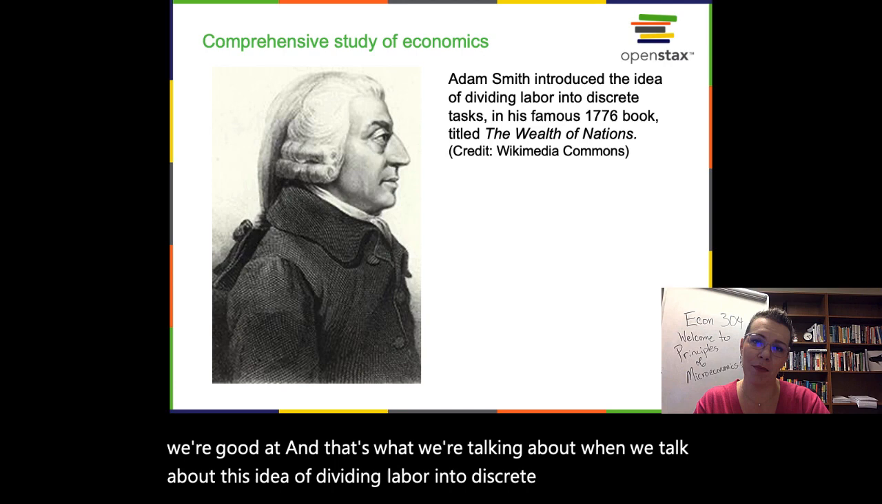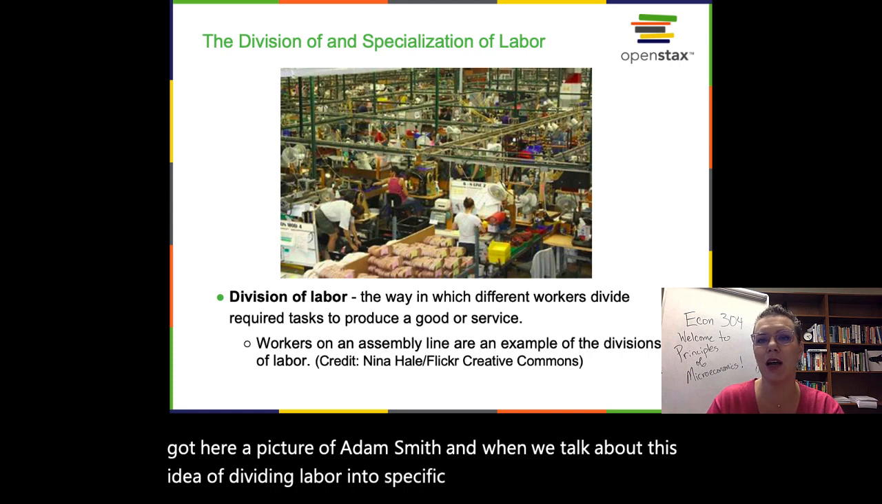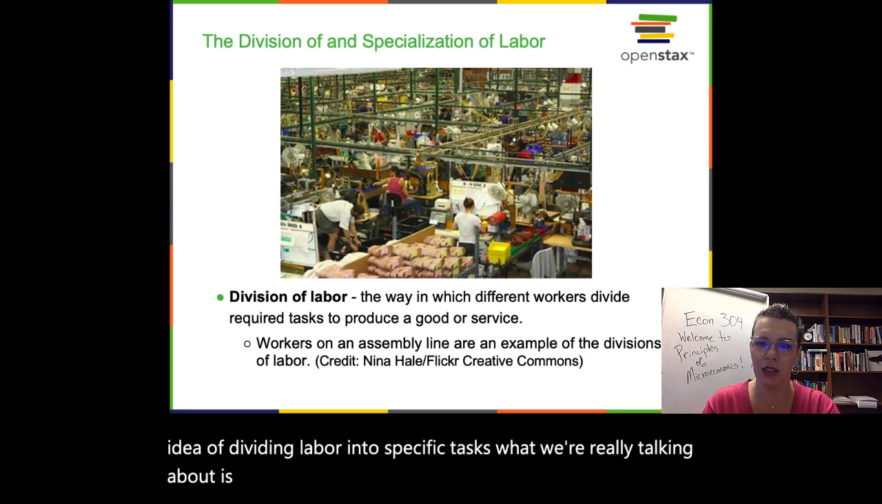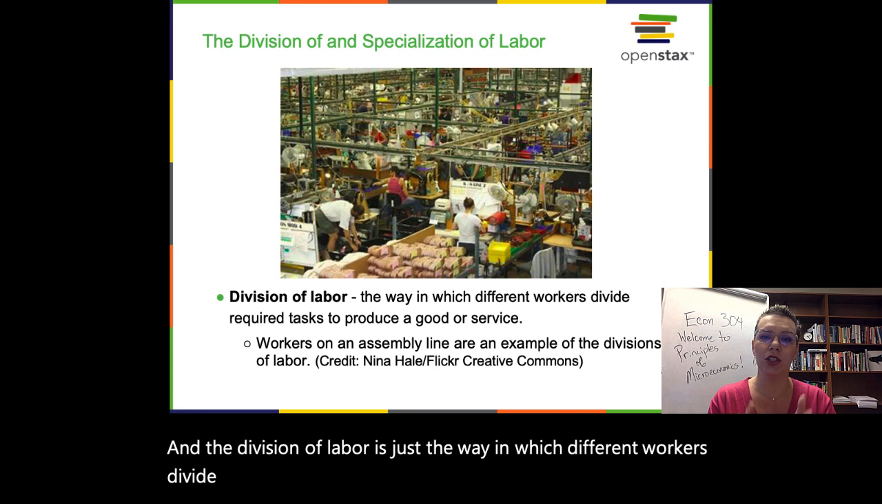And so you've got here a picture of Adam Smith. And when we talk about this idea of dividing labor into specific tasks, what we're really talking about is specialization, or the division of labor. And the division of labor is just the way in which different workers divide required tasks to produce a good or a service.